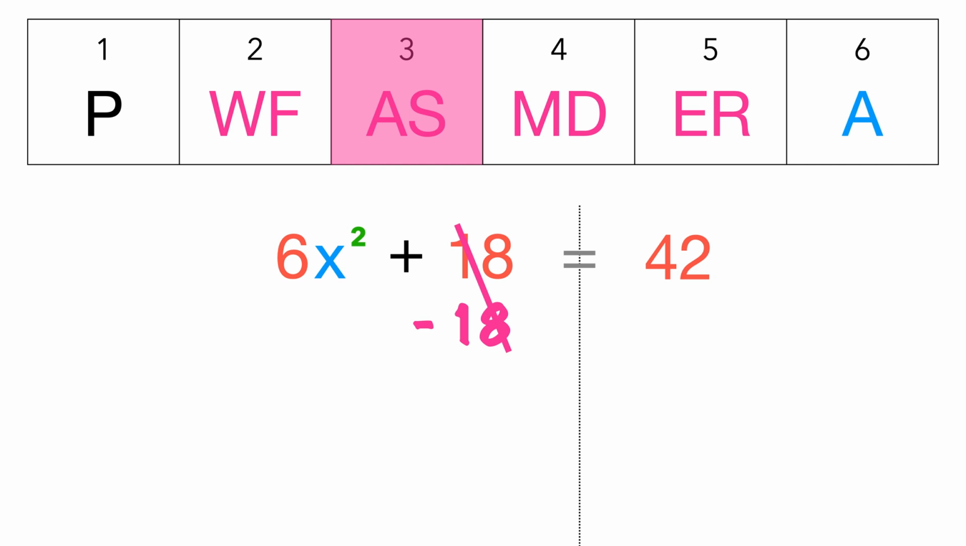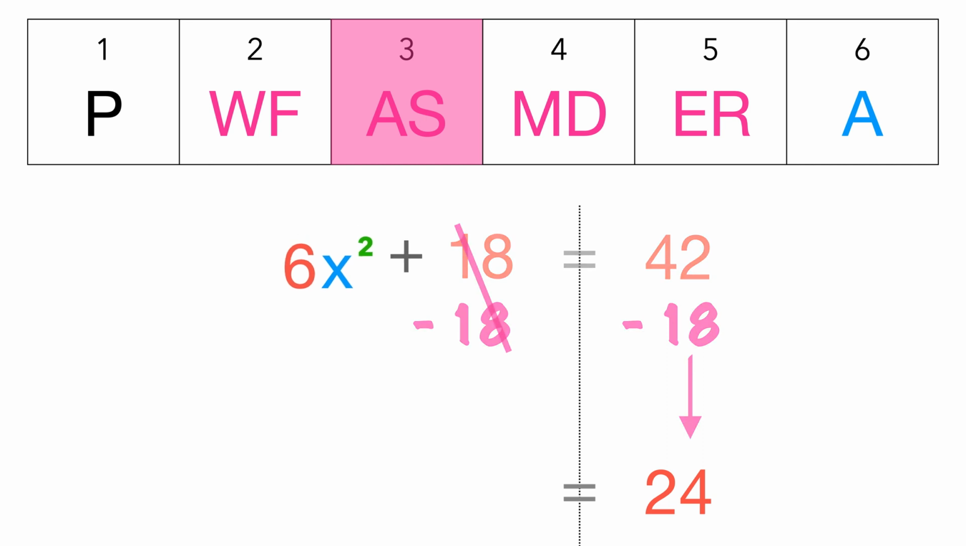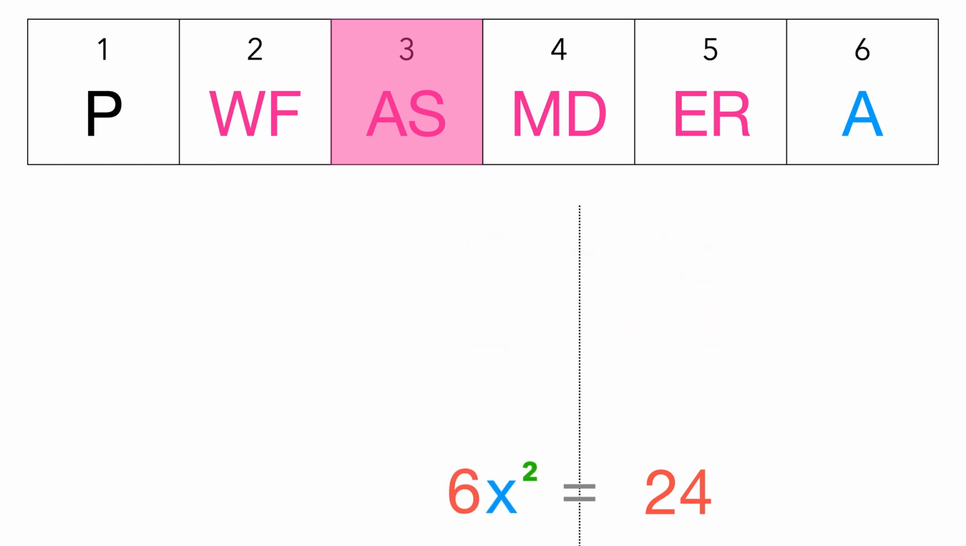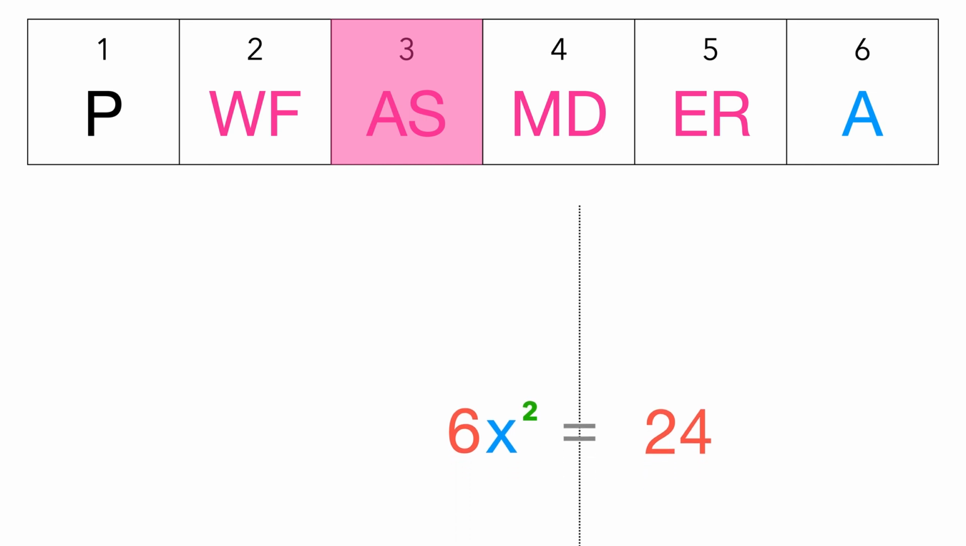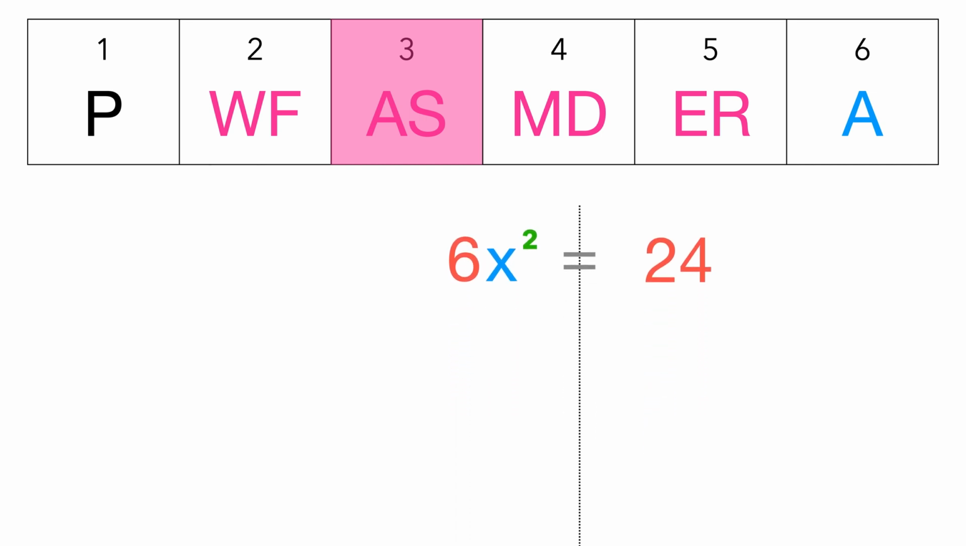And then again, remember we have to do it to the other side too. So 42 minus 18 is going to equal 24. And we canceled out the 18s over there, so we can drop our 6x squared down there. And again, now we're only 2 steps away. 6x squared equals 24. And now we can move on to multiplication, division.